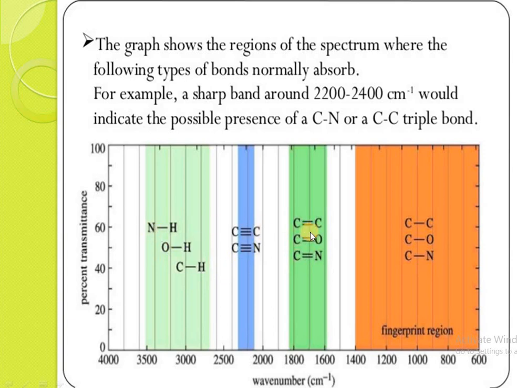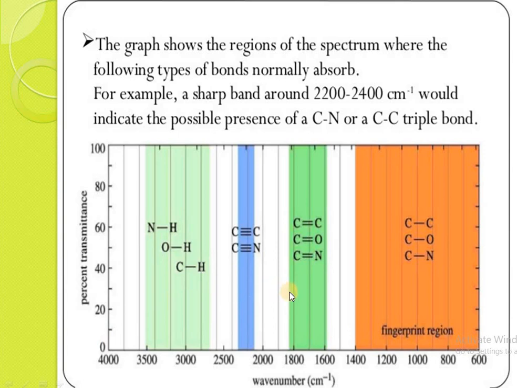And in this region there is a sharp band around 2200 to 2400 centimeter inverse, and it mainly represents the C triple bond C and C triple bond N. So these bonds are present in the 1500 to 4000 region.